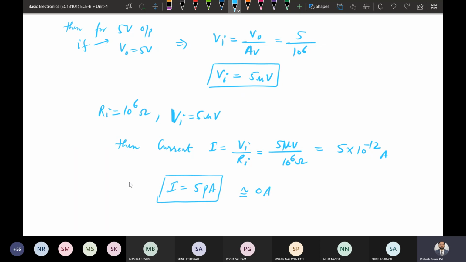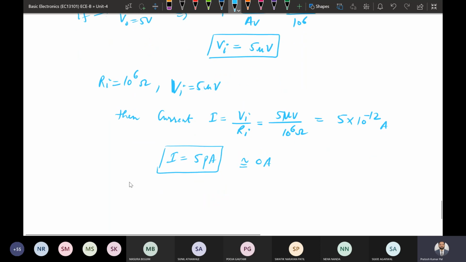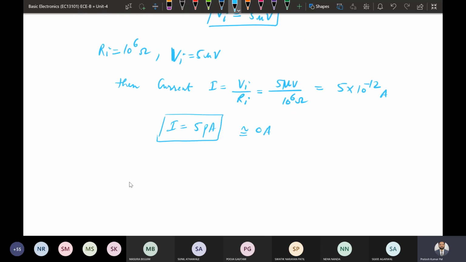Okay, so from here we can conclude that the virtual ground concept that we have seen previously is used for high voltage gain values only. If the voltage gain is 10 power 6 and the input resistance is also 10 power 6 ohms, then only we will be considering the virtual ground concept. So here we can conclude the virtual ground concept.